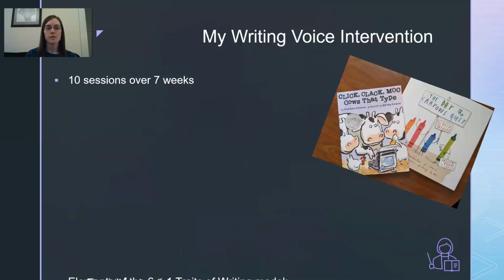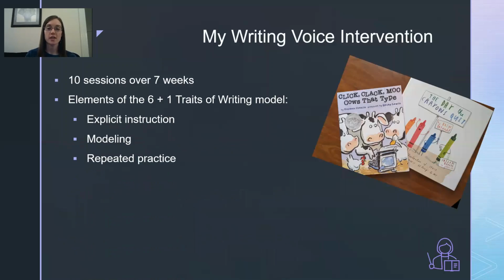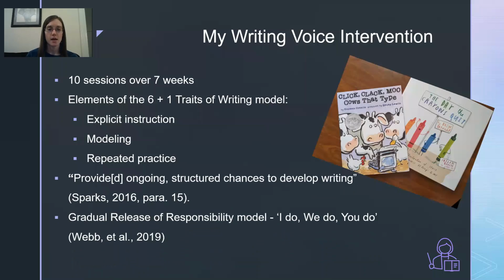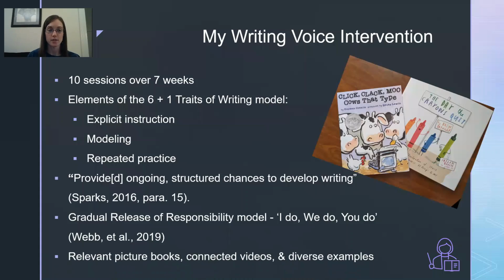Some basics about my intervention. It was 10 sessions over 7 weeks, and I used explicit instruction, modeling, and repeated practice, some of those 6+1 elements. I worked to provide ongoing structured chances to develop writing and used the gradual release of responsibility model, which some folks might know as the I do, we do, you do model. I found it very effective with my students.